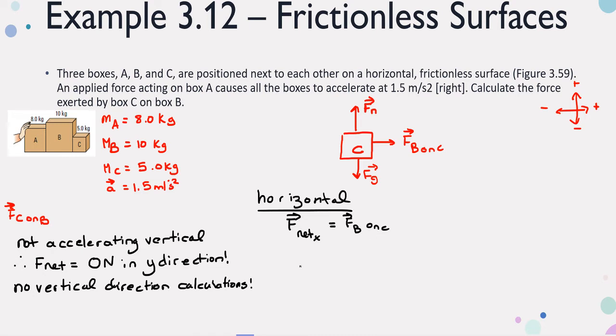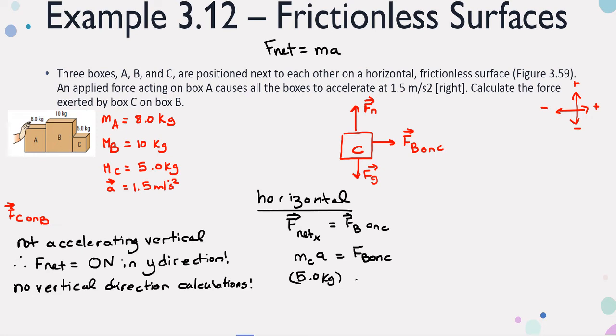So let's apply Newton's second law. This tells us a few things. So F B on C, we have F net is equal to mass times acceleration. So F B on C is going to equal our mass of C times acceleration. So then our mass of C is 5 kilograms.